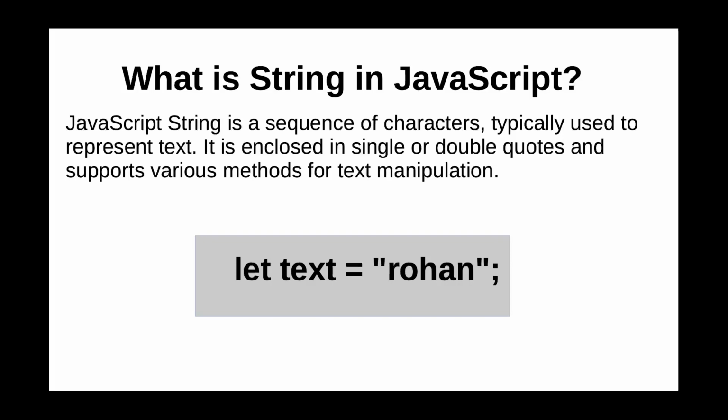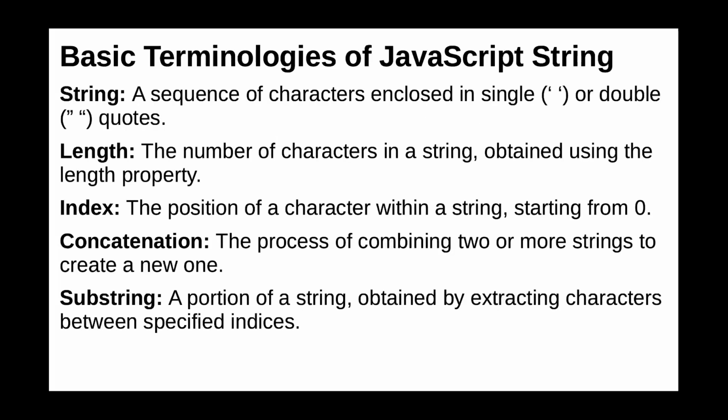So this is the example. Here let is a keyword and text is a variable. In between that we assign the value Rohan. That Rohan is a string with double quotes.